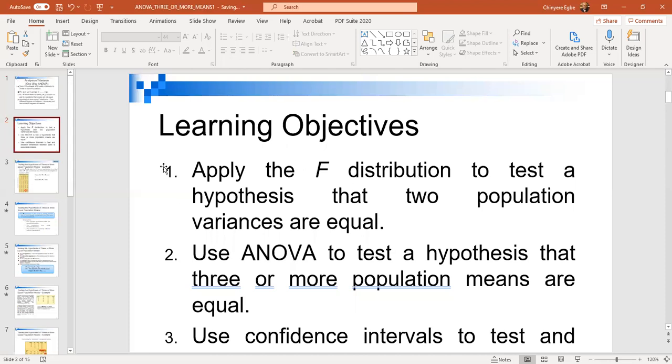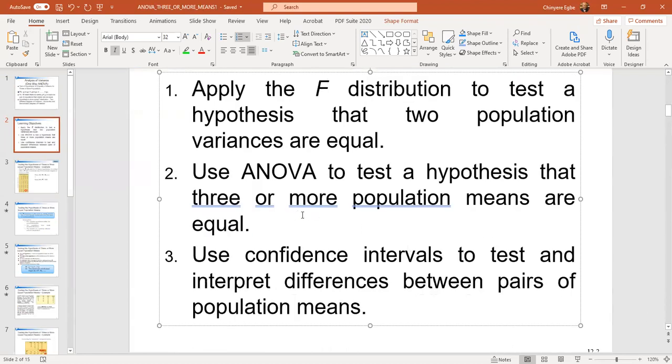And in order to test the hypothesis for, say, one population or for two populations, we use the Z table. Sometimes we use the T if we have a small sample size. Now, to test for the equality of population means for three or more subpopulations, we will use what we call the F distribution. F is in Frank. We use that to test that two population variances are equal, but we also use it to test that three or more population means are equal.